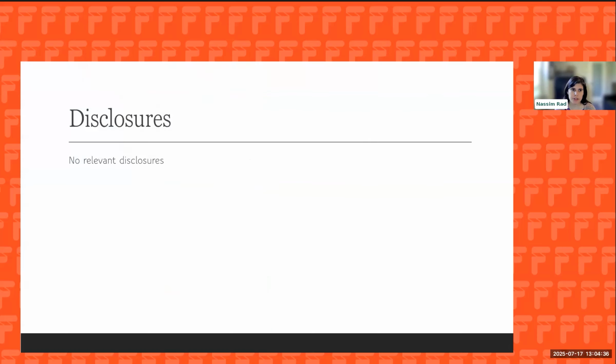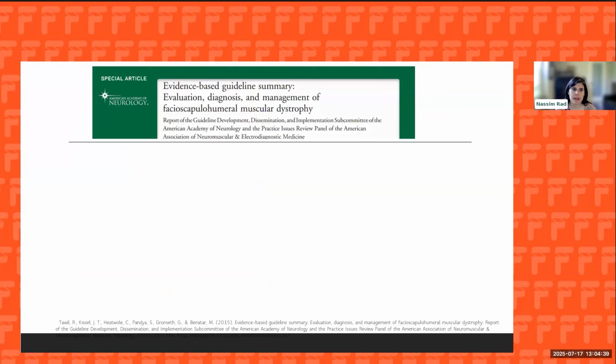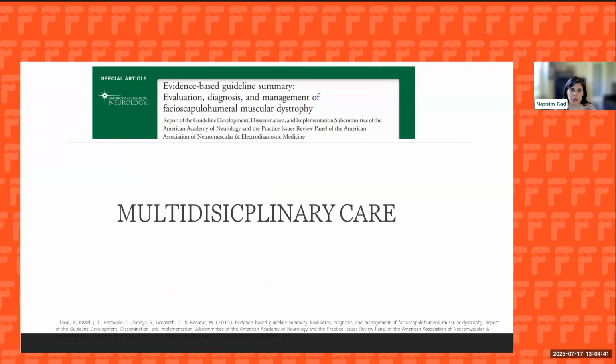So, no disclosures here today, but basically, I want to start off by saying what has been identified as, for lack of a better word, the gold standard for how we should be managing FSHD. If we pull an American Academy of Neurology article, we now have evidence-based guidelines that tell us that patients with FSHD would be best managed by a multidisciplinary care approach.